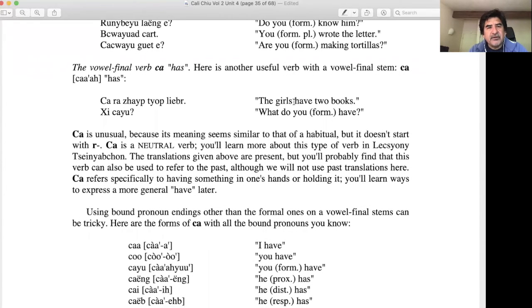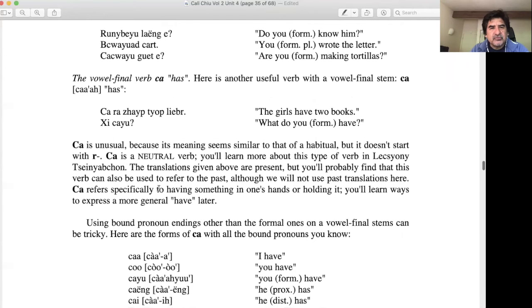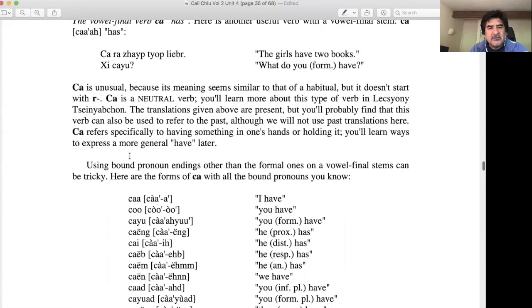And then we have, the girls have two books. Tsëbtyop liever. And this is another vowel final verb, ka, has. Okay, so just be careful here. This is probably the first time you've seen this kind of verb, which we call neutral. As you can read in the details here, this ka is unusual because its meaning seems similar to that of a habitual, but it doesn't start with R, right? So that's why we call ka a neutral verb. This is not the only neutral verb we have in Zapotec. We have others, but for now, we're going to be looking at ka.